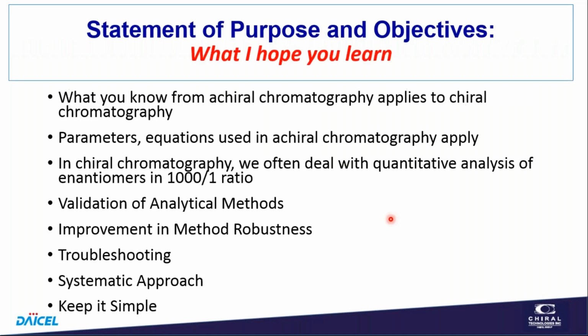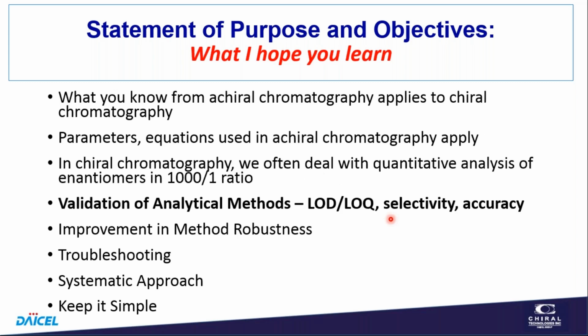So this is what I hope you learn from this talk. What we know about achiral chromatography applies to chiral chromatography. So it's not a magic process. It's governed by the laws of nature and the same principles we see in other forms of chromatography. It's a partitioning of the analyte between the stationary phase and a mobile phase. The complication comes in that we're just dealing with a more complicated stationary phase, and so it becomes a little more interesting, but also a little more complicated. Hopefully some of the things I tell you will remove a little bit of that complication. And so the parameters and equations that we use in achiral chromatography also apply. Chiral chromatography is also often dealing with quantitative analysis of enantiomers at the 1,000:1 ratio, that is 0.1%.